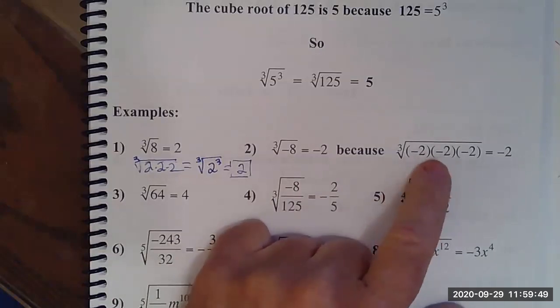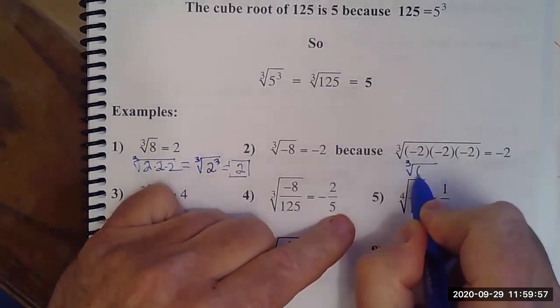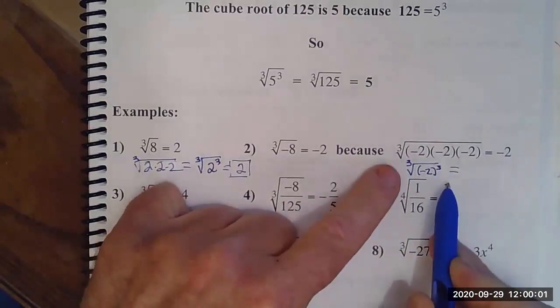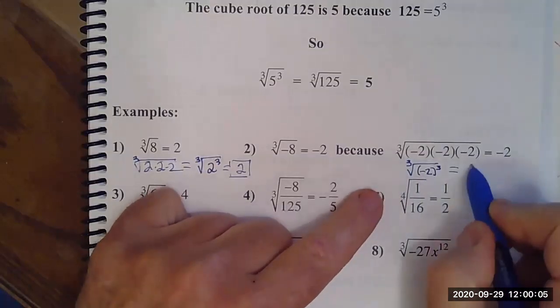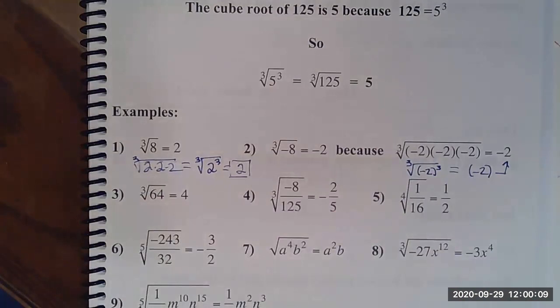So for instance, this is a triple, -2 raised to the 3rd power. This would be the cube root of -2 raised to the 3rd power. So the cube and the cube root cancel, and all you're left with is the parentheses, -2, or plain old -2.